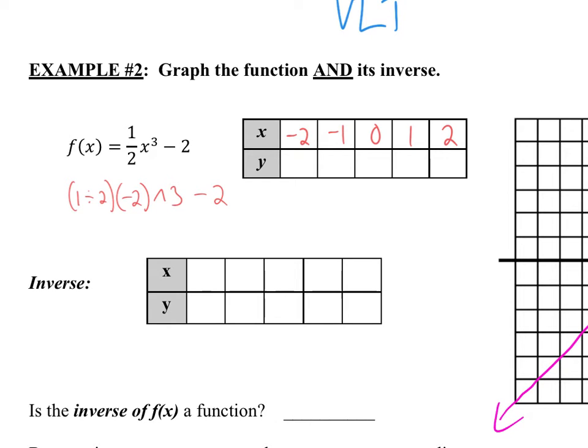And the numbers you get when you plug in -2 for x: we did 1/2 times -2 to the third minus 2, right? -2 is going to be -6. Plug in -1, you're going to get -2.5. 0 is going to be -2. 1 is going to be -1.5. And 2 is going to be 2.